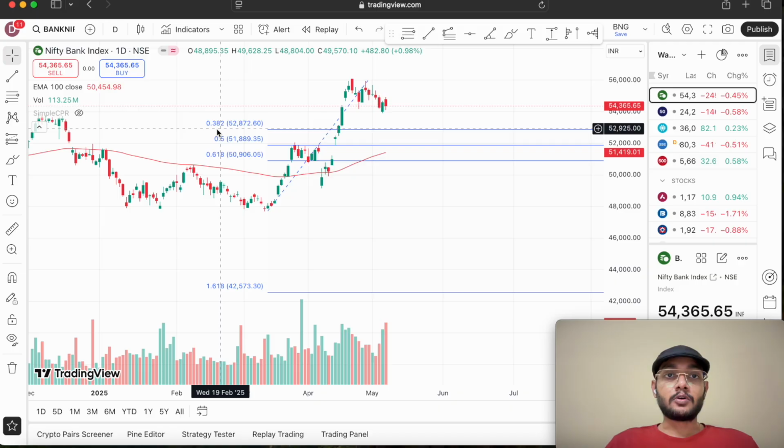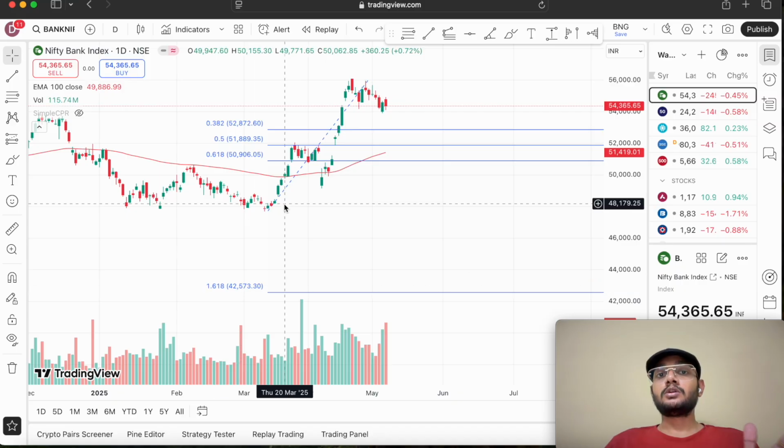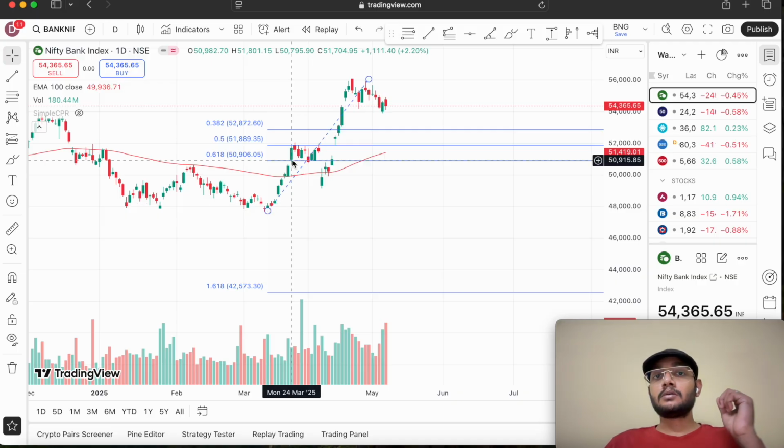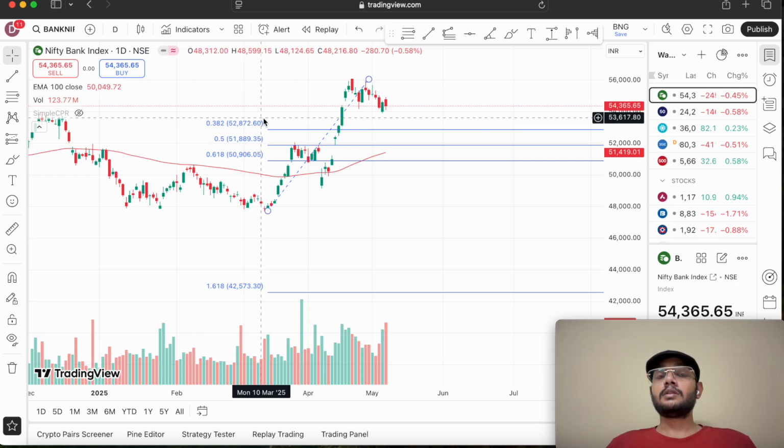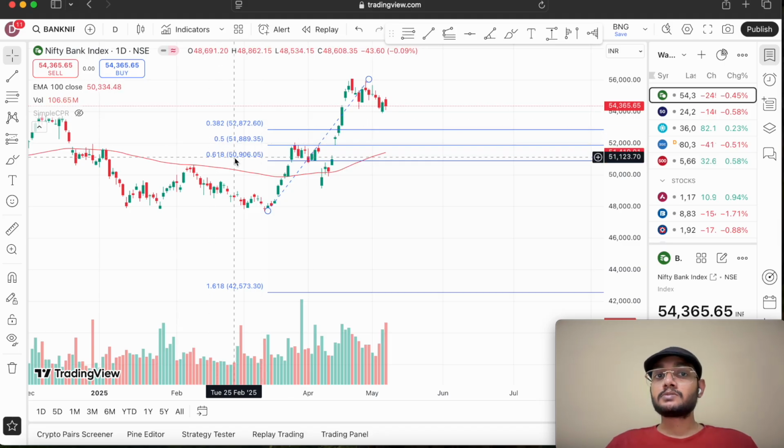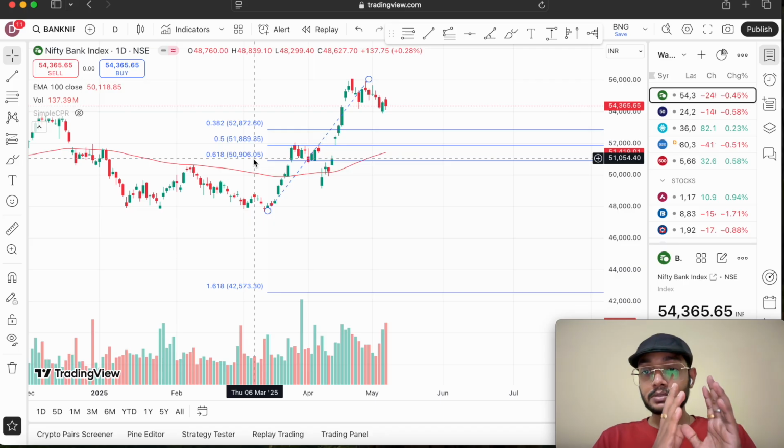Look at these levels, guys: 0.382, 0.5, 0.618, 1.618. These are the only levels that you need to look at. These are the only levels that you'll ever need. I'm saying this out of experience, because 0.382 is a level that the market will definitely touch. And 0.5 to 0.618 is the golden range from where the market will reverse or bounce back. This happens 8 out of 10 times. I won't say 10 out of 10 because it is a game of probability at the end of the day.